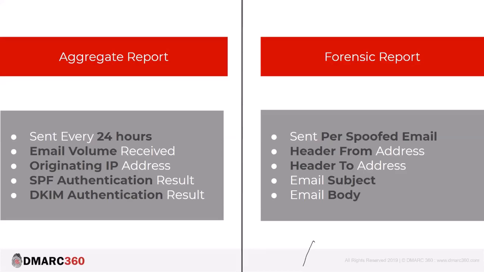Now, when these checks fail, then someone definitely tried to spoof your domain, obviously. So for every email that fails both the SPF and DKIM check, a forensic report is generated and sent. These forensic reports contain the header from address, the header to address, the subject of the email, and in some cases, the body of the email too.